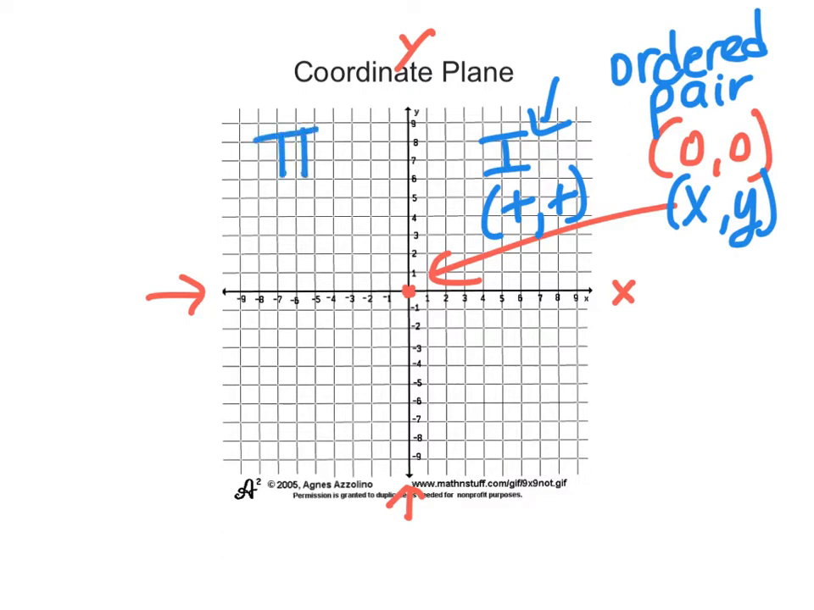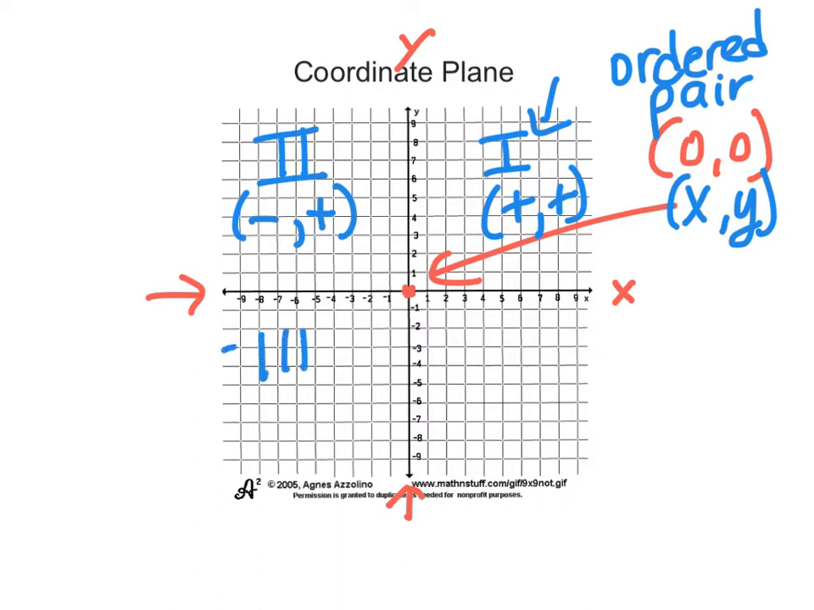This is the second quadrant, so we're going counterclockwise. In the second quadrant, all the x values are going to be negative because they're to the left of 0. And all the y values are going to be positive because they're above 0 on the vertical axis. So if you have a negative x value and a positive y value, you'll get a point or an ordered pair in the second quadrant.